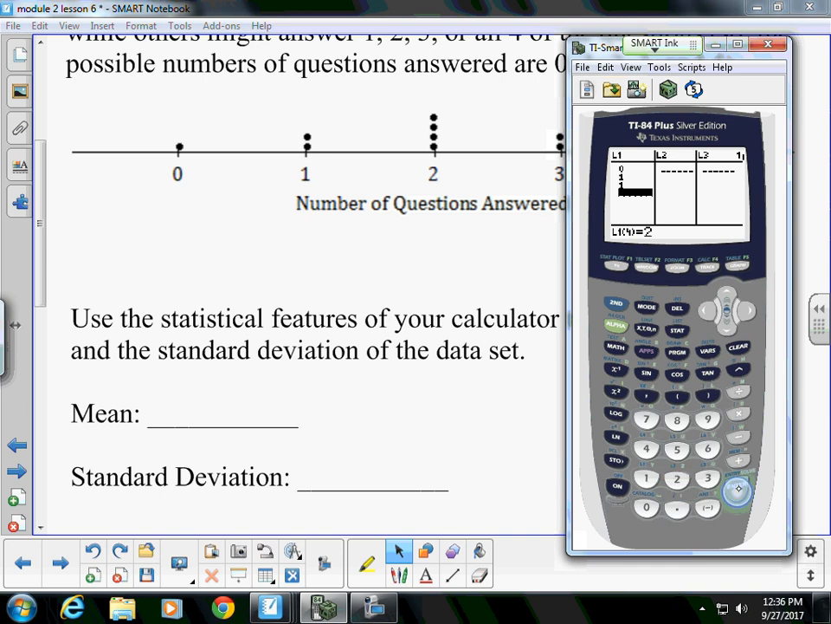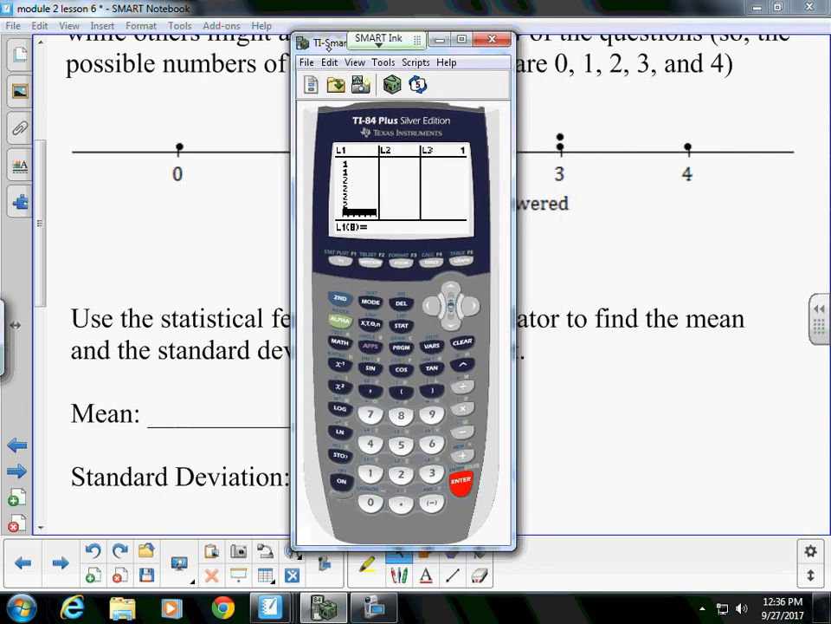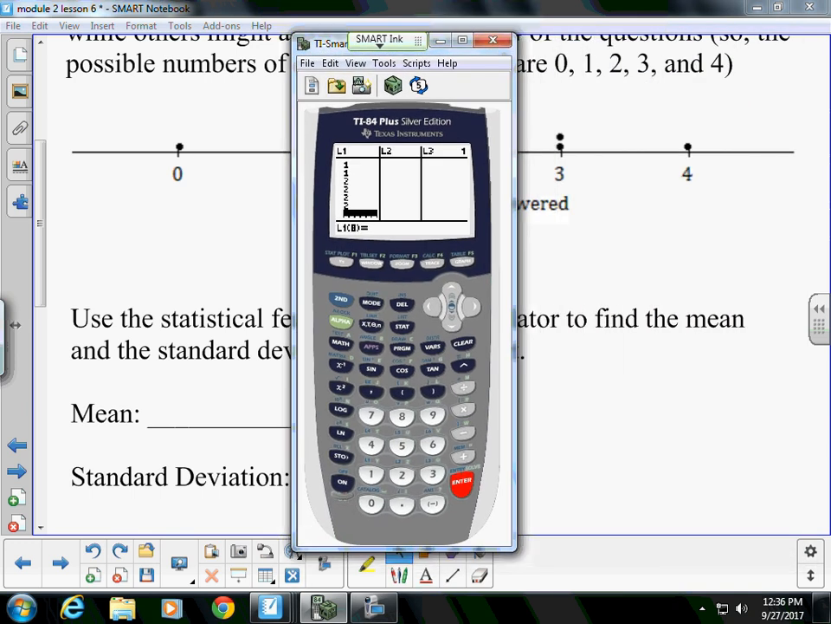So 2, 2, 2, and 1 more 2. So that's my 4 2s. For 3, I'm going to enter 2 3s. And 1 4. Okay, so I've entered in all my numbers.